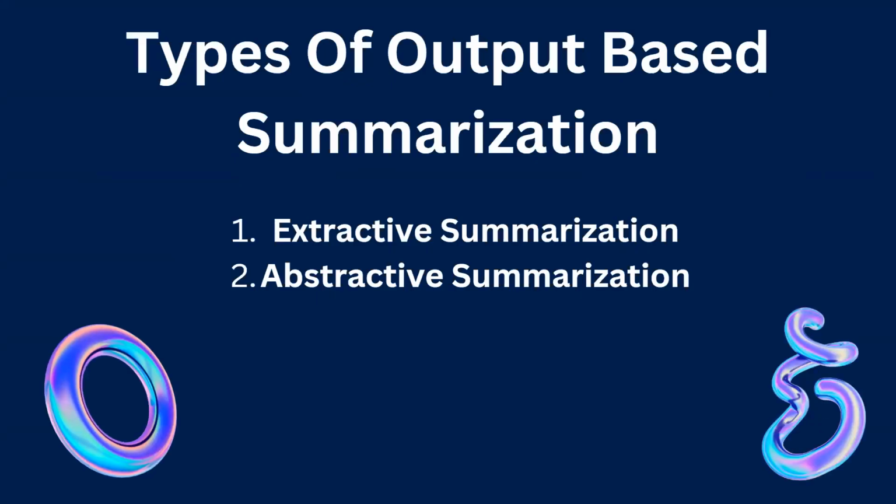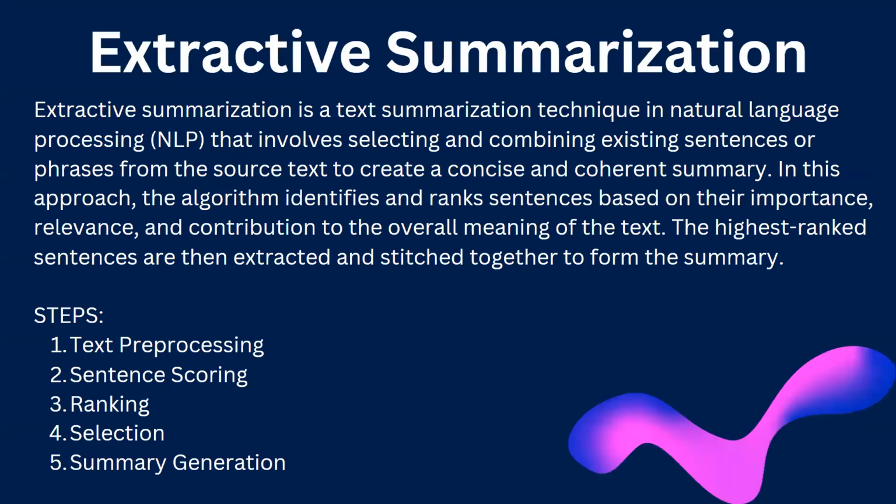Coming to the types of output-based summarizations, which are broadly used in NLP. First, we'll look into extractive summarization. What is extractive summarization? Extractive summarization is a text summarization technique in natural language processing that involves selecting and combining existing sentences or phrases from source text to create a concise and coherent summary. In this approach, the algorithm identifies and ranks sentences based on their importance, relevance, and contribution to the overall meaning of the text. The highest ranked sentences are then extracted and stitched together to form the summary.